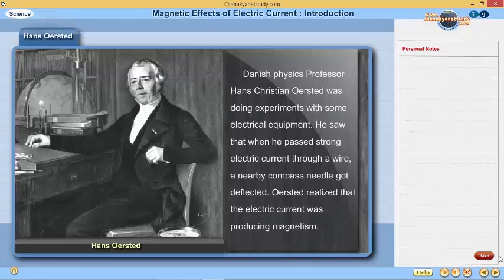Hans Oersted. Danish physicist Professor Hans Christian Oersted was doing experiments with some electrical equipment. He saw that when he passed a strong electric current through a wire, a nearby compass needle got deflected. Oersted realized that the electric current was producing magnetism.